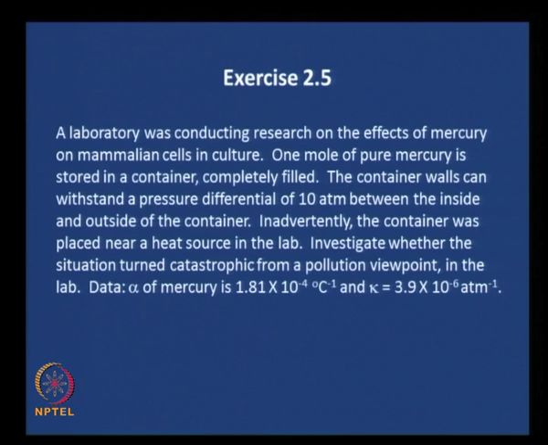To do that, some data that may be helpful, if at all you take that route, is that the isothermal expansivity alpha of mercury is 1.81 into 10 power minus 4 per degree C, and the compressibility kappa is 3.9 into 10 power minus 6 per atmosphere. Please go ahead and work it out. Please take about 10 minutes to begin with before I present the solution.